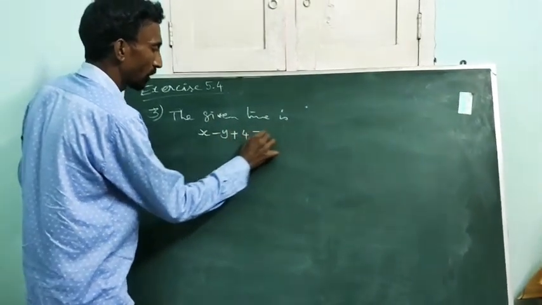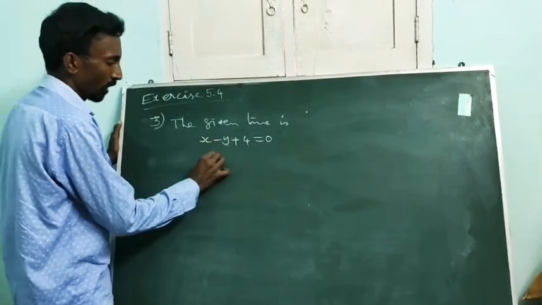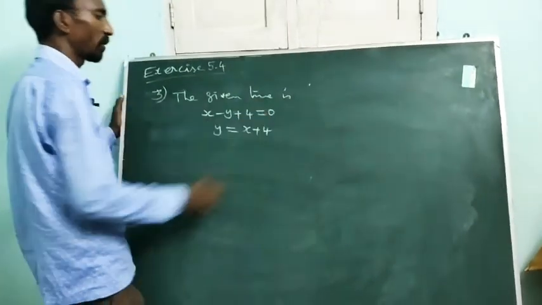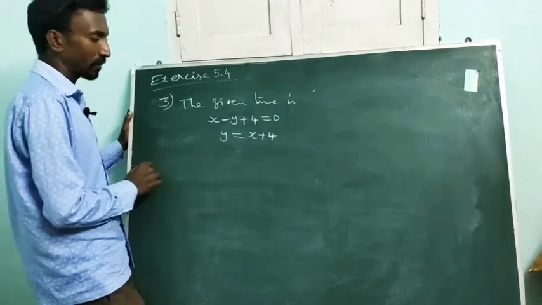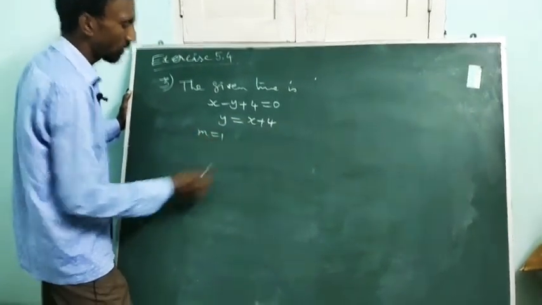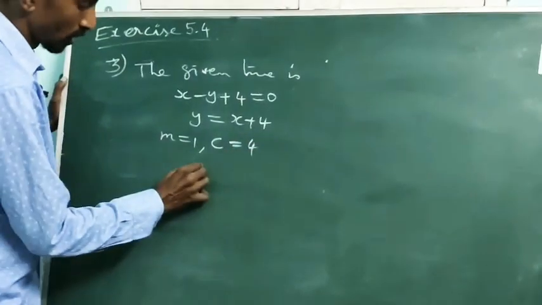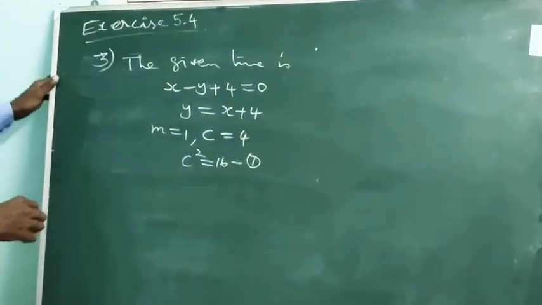The given line is x minus y plus 4 equal to 0. Just change the side of y, it becomes plus y. So y equal to x plus 4, or x plus 4 equal to y, both are the same. Just compare with the general format y equal to mx plus c. So what is in the place of m? m equal to 1. And what is in the place of c? c equal to 4, which implies c square equal to 16. Take it as 1.